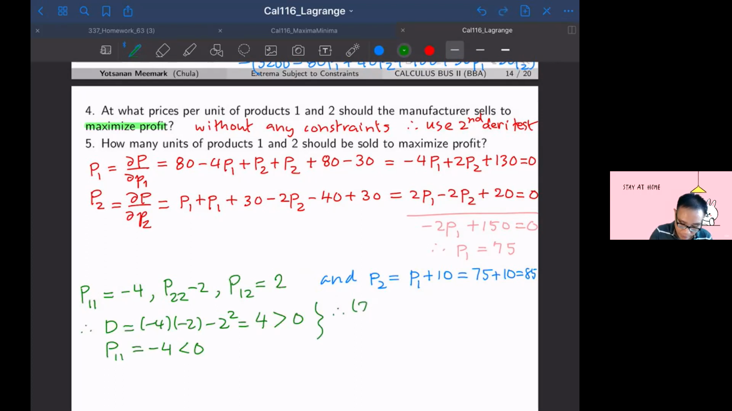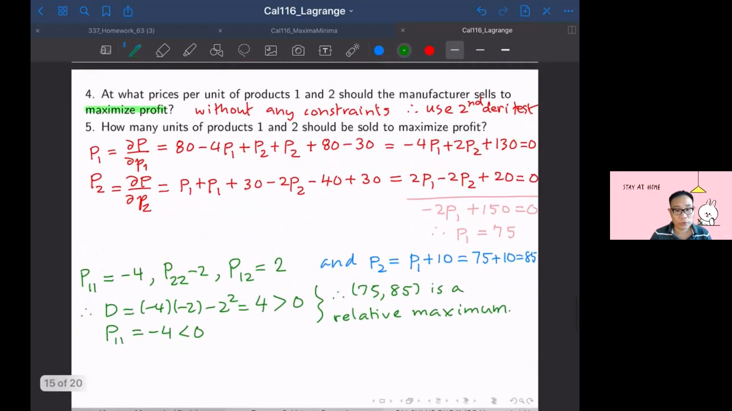75, 85 is a relative maximum, and you'll be able to find the maximum profit by plugging in the values.